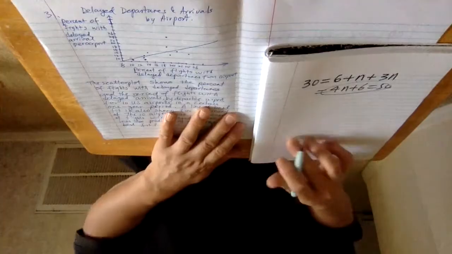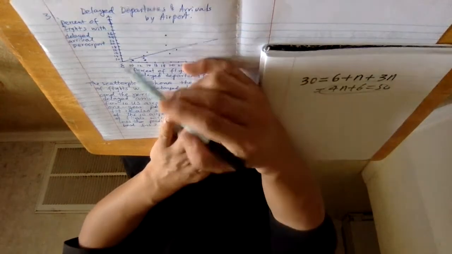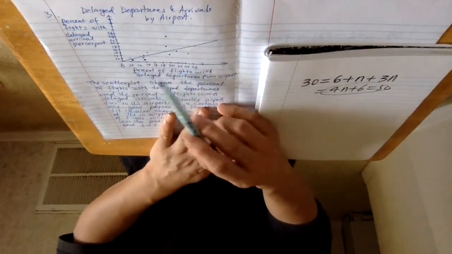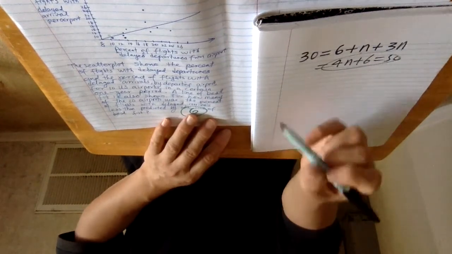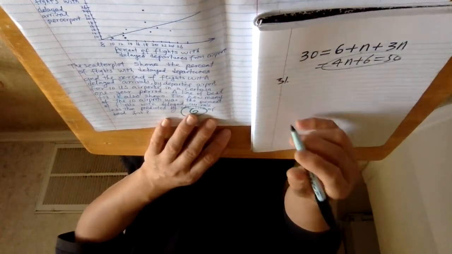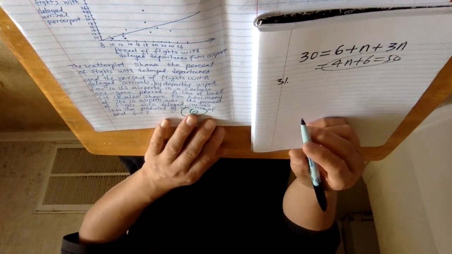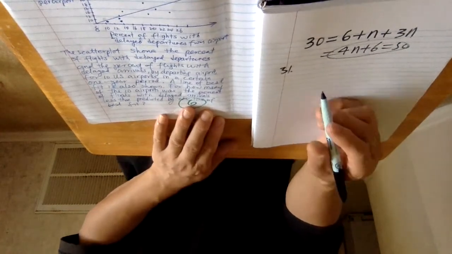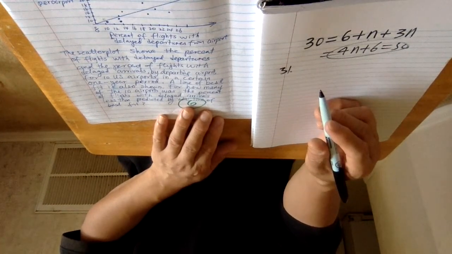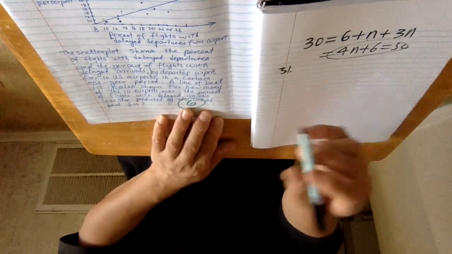Number 31. Delayed departure and arrival by airport. Here is the delayed arrival, delayed departure. The scatter plot shows the percent of flights with delayed departure and percent with delayed arrival by departing airport in 10 US airports in a certain one year period. A line of best fit is also shown here. For how many of the 10 airports was the percent of flights with delayed arrival less than predicted by the line of best fit?